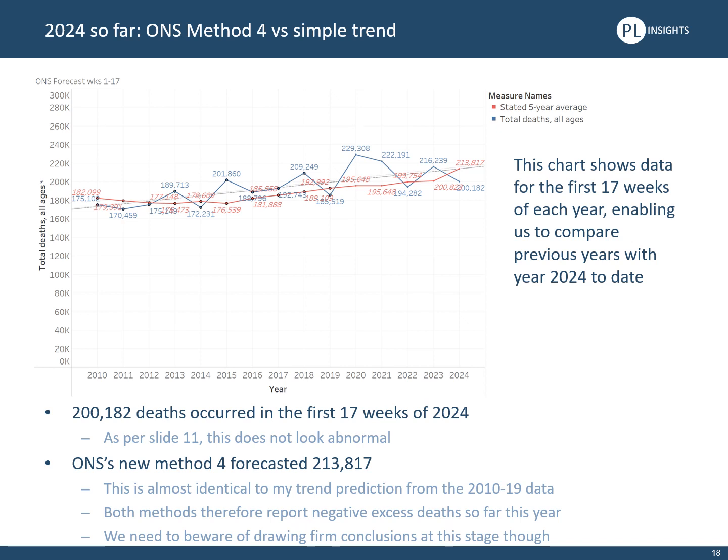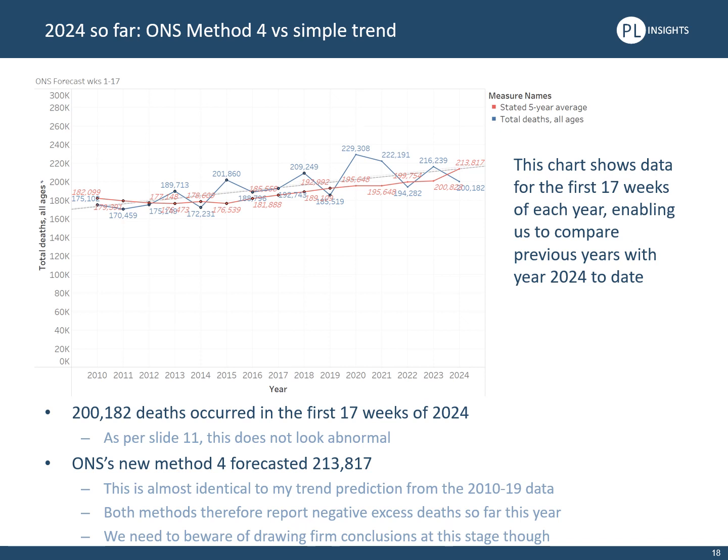So we can see, for example, in reality, in 2024, in the first 17 weeks, we've had 200,182 deaths. However, my forecast, which is the grey line, looks very close to the red line forecast of the ONS, which is 213,817 deaths. Both forecast methods, my simple method and the ONS method, are therefore suggesting that we've had fewer deaths than would have been expected, by the tune of about 13,000 over that period of time.